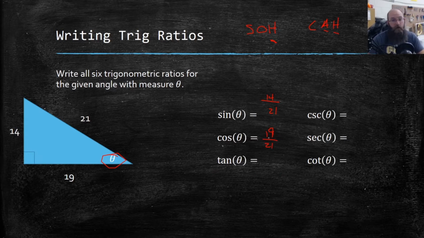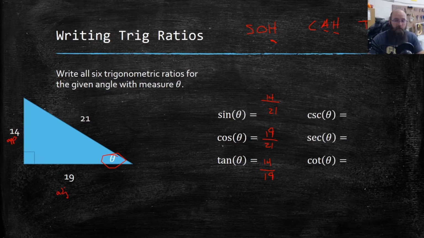Now tangent. Well, that's both of these on top of each other, right? Sine over cosine. And if we notice there, my 21s will cancel. I end up with 14 over 19. Now let's fact check this, right? Because TOA is pretty easy. Opposite over adjacent. So 14 over 19. We got it. Once again, sine over cosine is the same as my TOA.